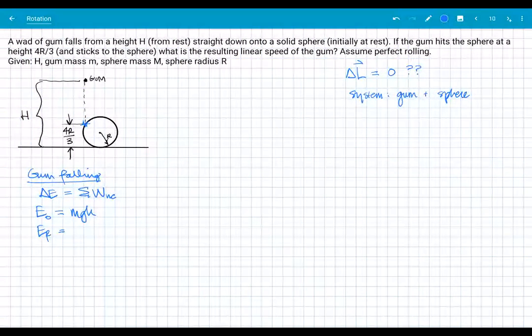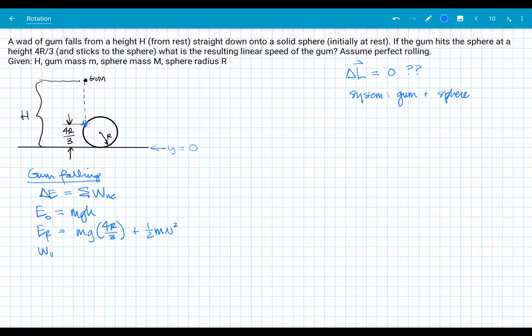My final is just the kinetic value of the gum, mg... Oh, h is all the way to the ground. So actually, no, it doesn't get all the way to the bottom. So I have mg 4r over 3, because what I'm saying is that my y equals 0 is all the way at the ground there. And I obviously have kinetic energy of the gum too, 1/2 mv squared there. And my work done by non-conservative forces, we're going to neglect air friction here, is 0.